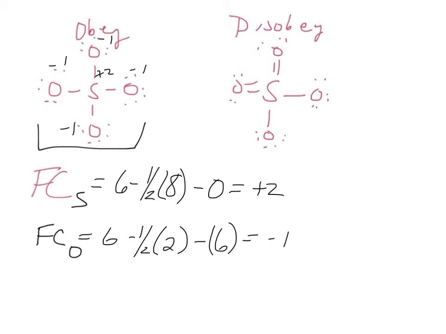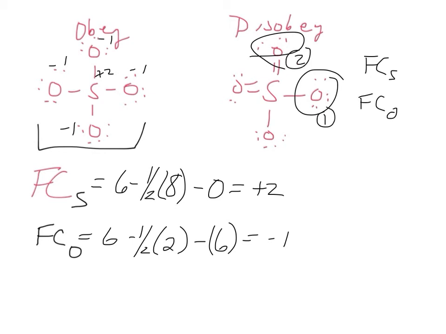Now, what if we take a look here, formal charge of sulfur. Now, I've got 2 different types of oxygens here, so I've actually got to do 2 different charge calculations. So formal charge, oxygen, let's call that oxygen 1 and oxygen 2. Formal charge, oxygen 1, formal charge, oxygen 2.